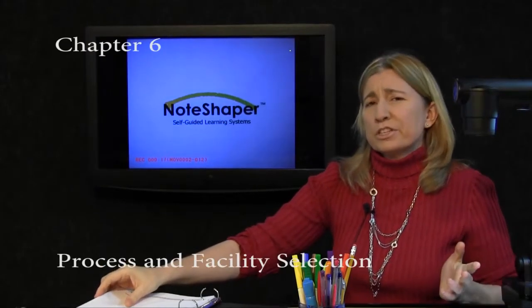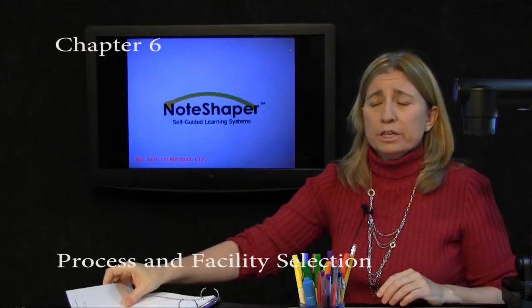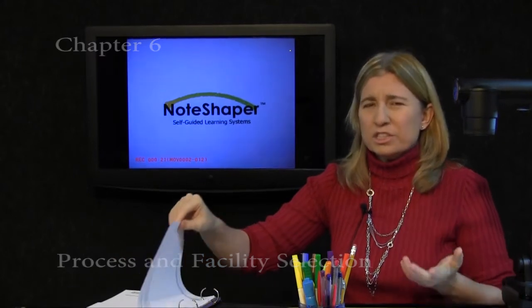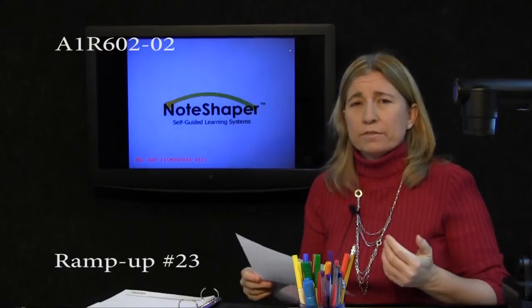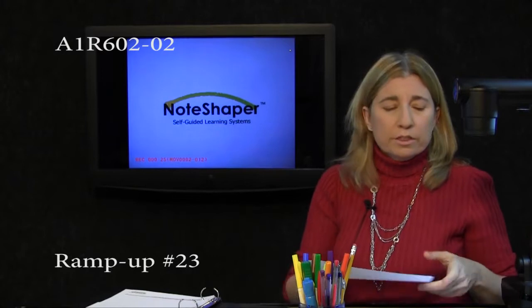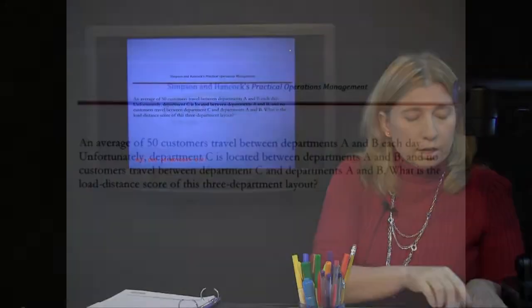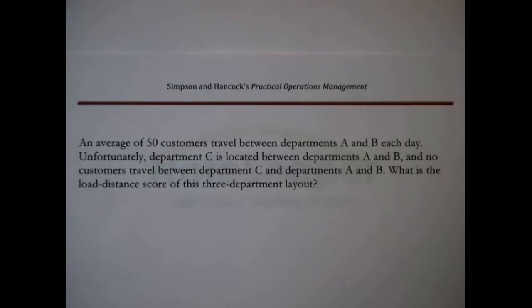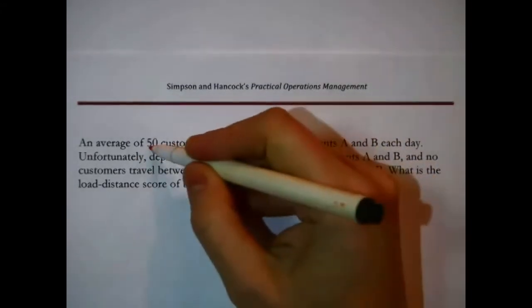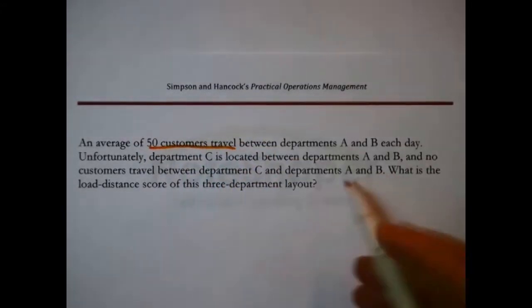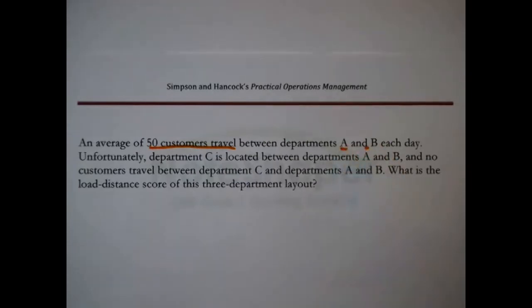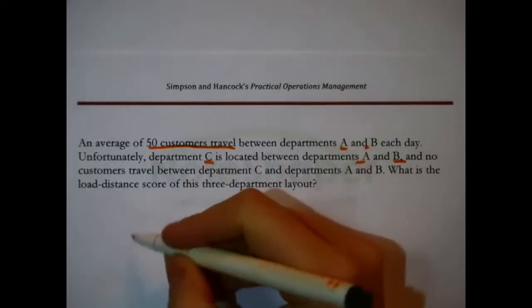Some problems contain all the information that you need in written form, but they're just easier if you take that information and draw a picture. This problem's a good example of that. An average of 50 customers, okay, I'm sure that's an important piece of information, travel between departments A and B each day. Unfortunately, department C is between departments A and B. This is what I mean by draw a picture.